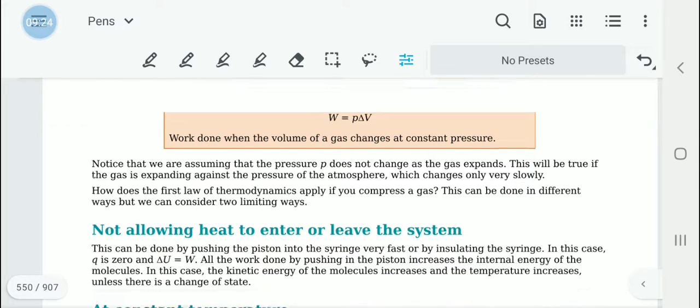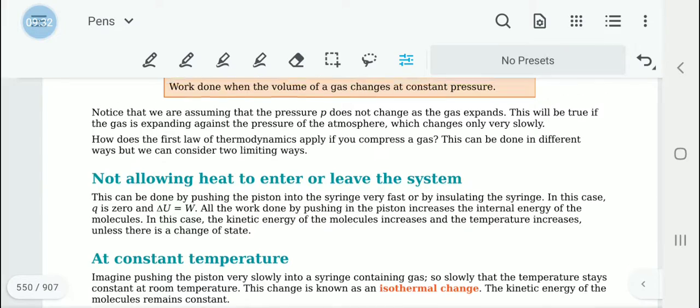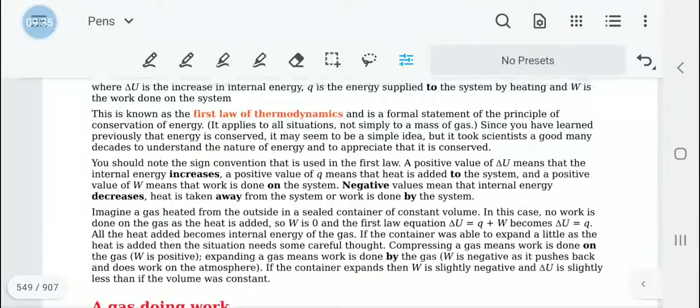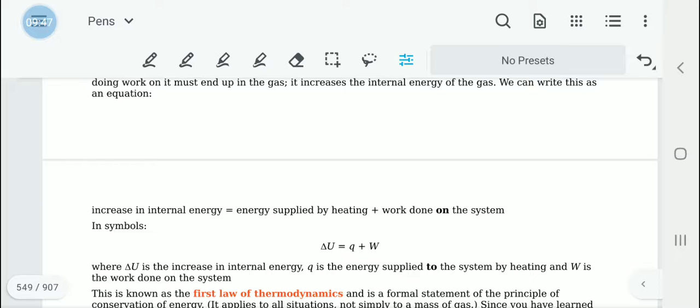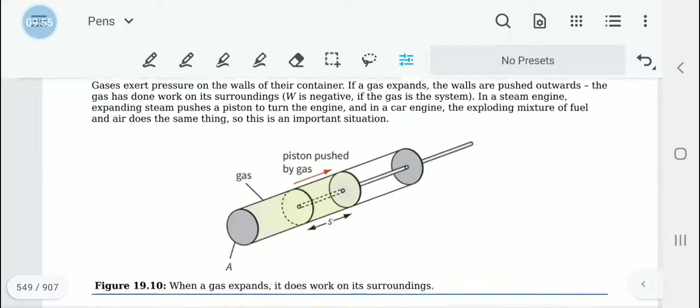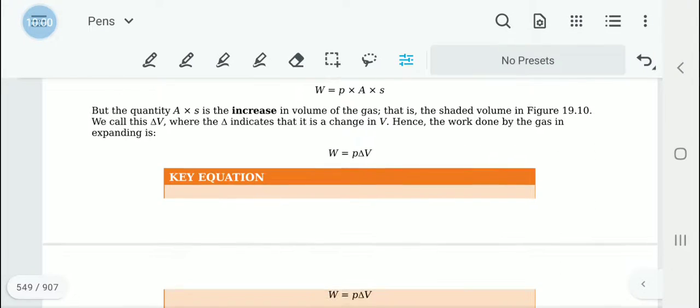Now we are going to figure out how the first law of thermodynamics applies if you compress a gas. This can be done in different ways, but we can consider two limiting ways, right? First of all, you should have in your memory the first law of thermodynamics. The first law of thermodynamics suggests delta U is equal to Q plus W, right? The change in internal energy is equal to energy supplied by heating plus the work done on the system. And please remember those signs, how the signs would affect.